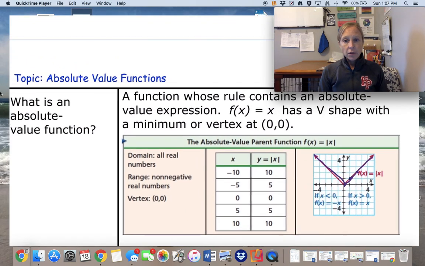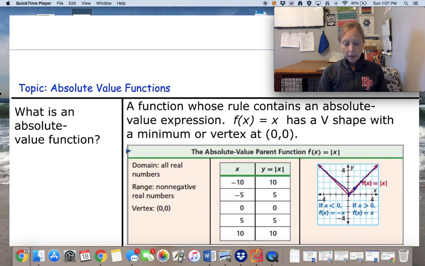Another thing to pay attention to is the domain and range. Remember, domain are your x values, range are the y values. The domain is all real numbers. You can put any value in for x. However, your output, your range, are all the non-negative real numbers because the absolute value function is always positive.